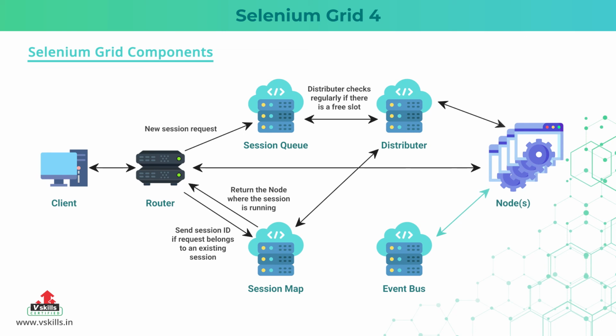6. Event bus. The event bus serves as a communication path between the nodes, distributor, new session queue, and session map. The grid does most of its internal communication through messages, avoiding expensive HTTP calls. When starting the grid in its fully distributed mode, the event bus is the first component that should be started.